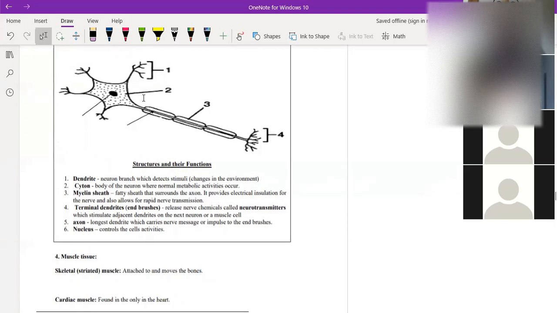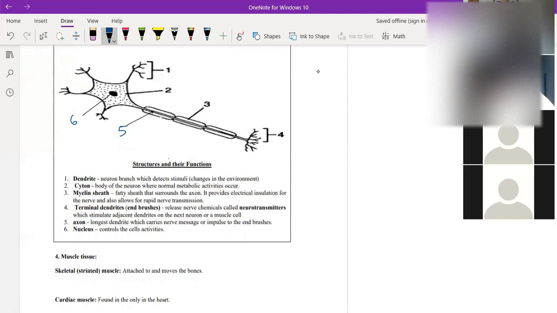So for one, that is the dendrite, the neuron branch which detects the stimulus. Then two is known as the cyton, or the cell body, the body of the neuron. That's where the normal metabolic activities occur. And then you have the myelin sheath, that's three. The axon is this one, that's five. I'm going to put five here. That is the axon. And I'll put 6 for this one here.